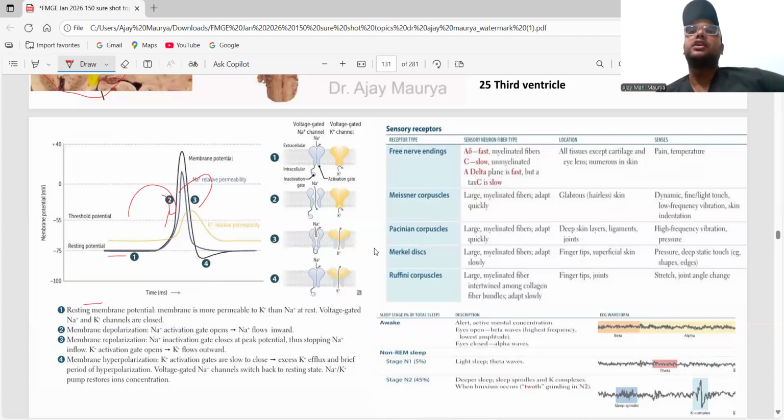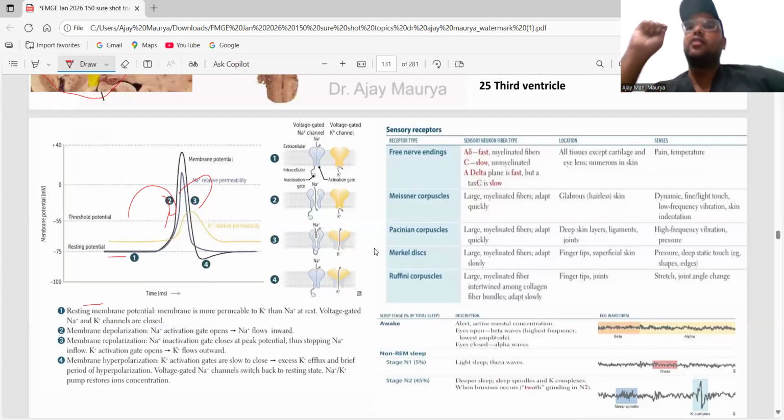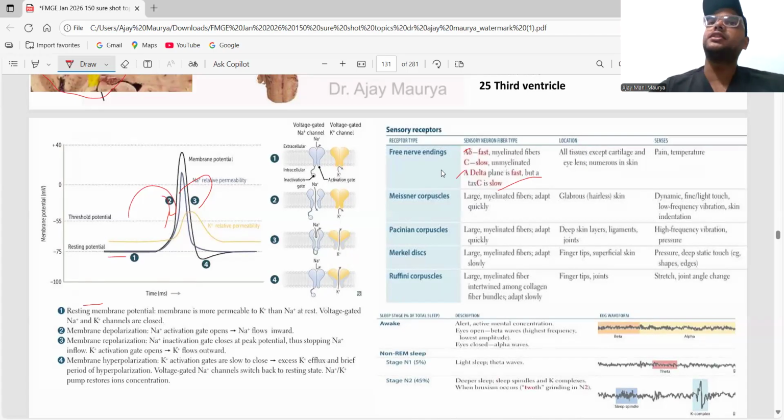The next one, you have to remember the nerve fibers, like C fibers, A delta fibers, A gamma fibers. You have to know their functions. A delta is very fast, but C is slow. Remember, C fiber is unmyelinated and very slow. They will ask which is the fastest one and which is the slowest one. Their function is pain and temperature.